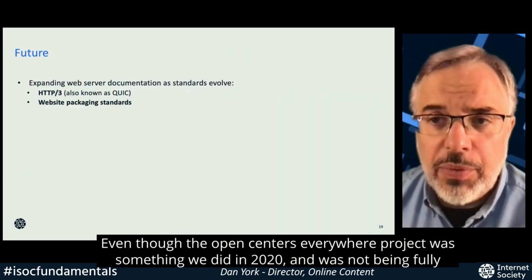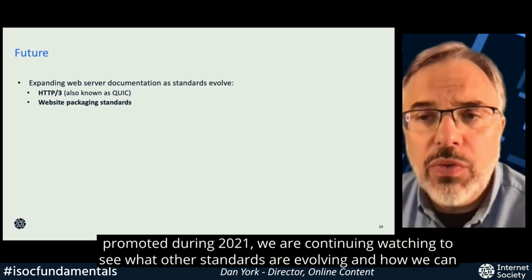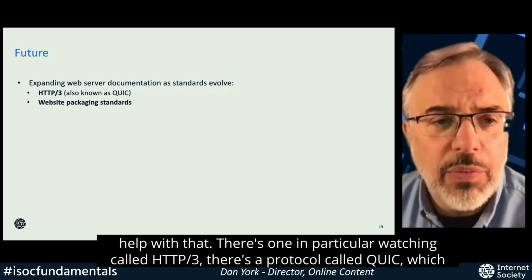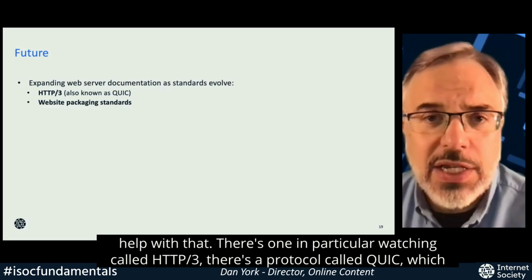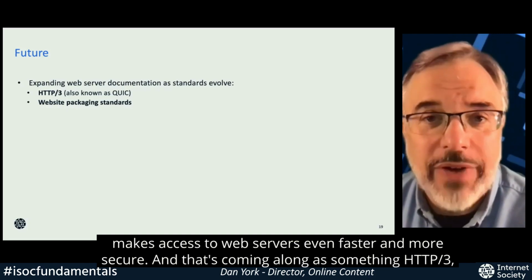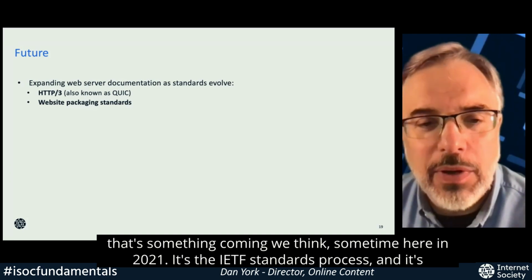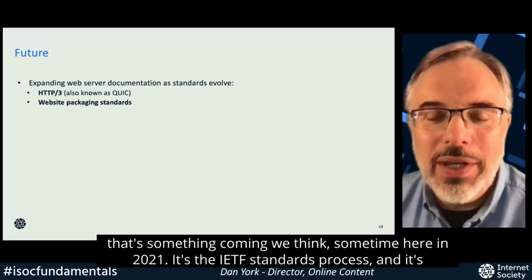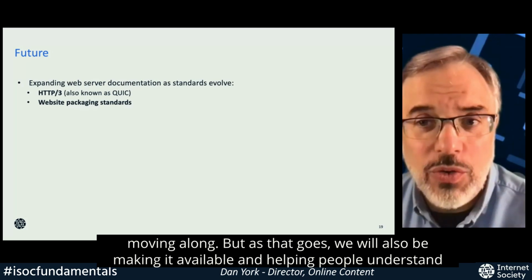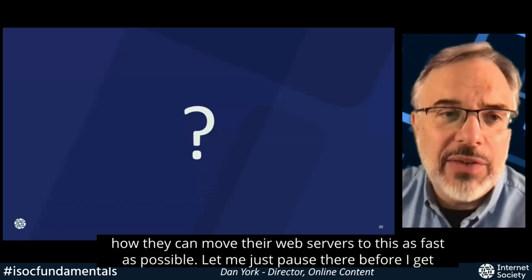Even though the Open Standards Everywhere project was something we did in 2020 and is not being fully promoted during 2021, we are continuing to watch what other standards are evolving and how we can help with that. There's one in particular we're watching called HTTP/3. There's a protocol called QUIC, which makes access to web servers even faster and more secure. That's coming along as HTTP/3, and we think it's coming sometime here in 2021. It's in the IETF standards process and it's moving along. As that goes, we will also be making it available and helping people understand how they can move their web servers to this as fast as possible.